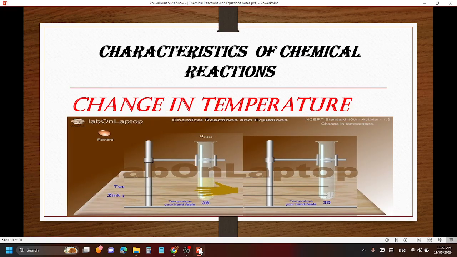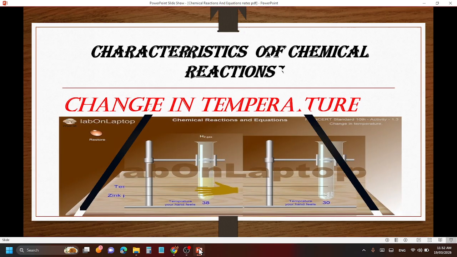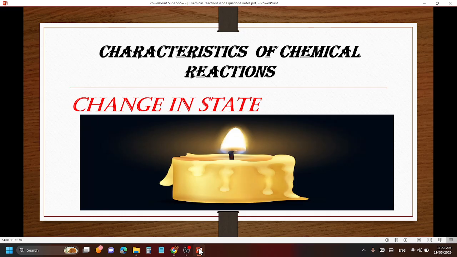Next is change in temperature. Sometimes the temperature will rise, or sometimes it will drop due to the chemical reaction. And last but not the least, change in state. Sometimes when a chemical reaction takes place, the state of matter gets changed. Sometimes a solid forms, sometimes a gas will be formed, etc. These are the proofs of a chemical reaction. I hope everything is clear till here. This was just the first topic, chemical reactions, explained in detail.